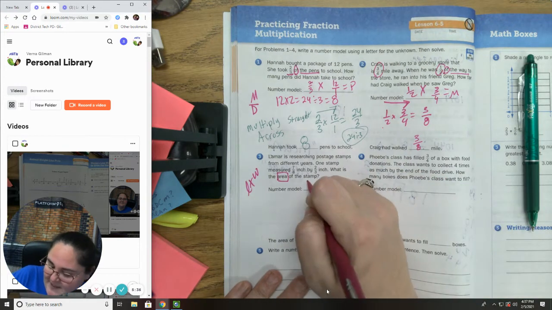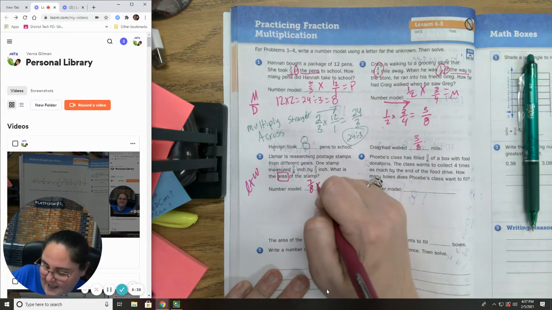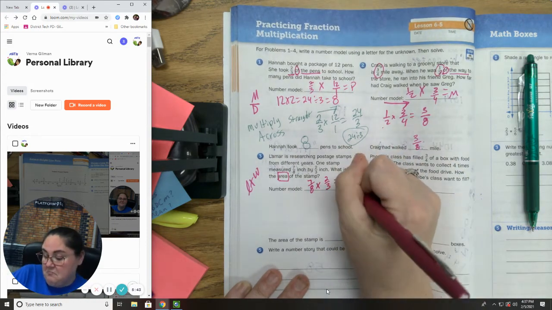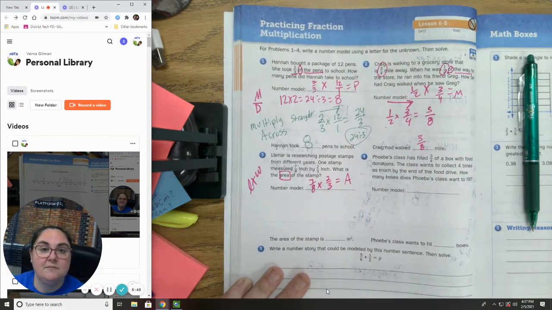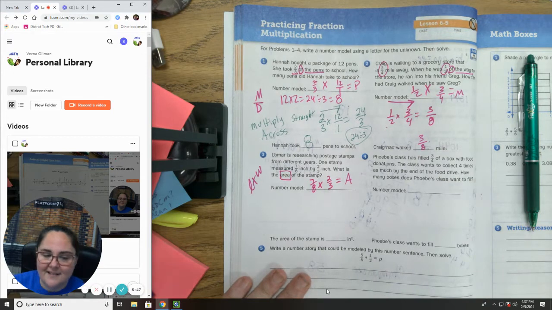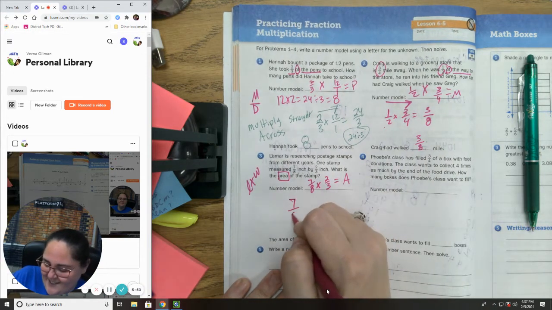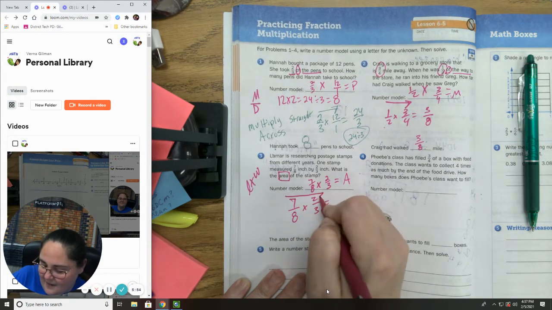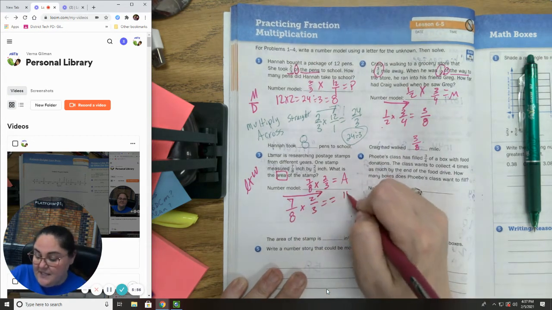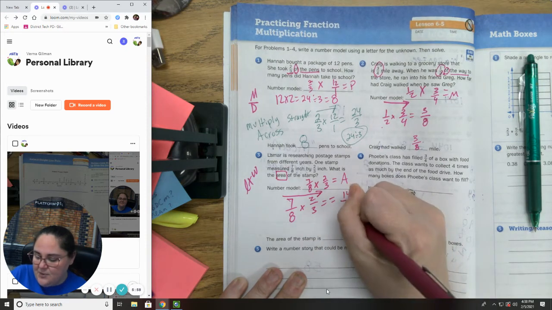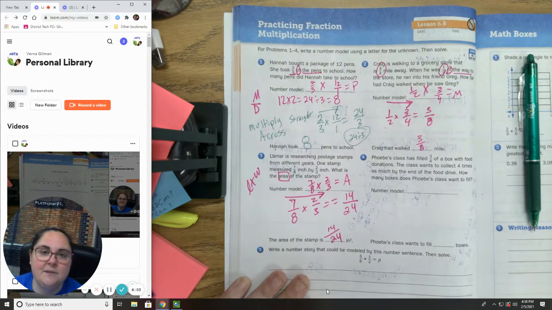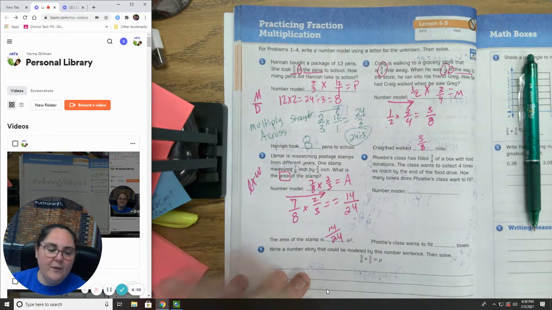My number model would be 7/8 times 2/3 equals A, because I'm finding my area, right? Multiplying straight across with this one. Absolutely. 7 times 2 is 14. 8 times 3 is 24. 14/24 inches. Absolutely. Now, if I wanted to divide and rename this, I could.